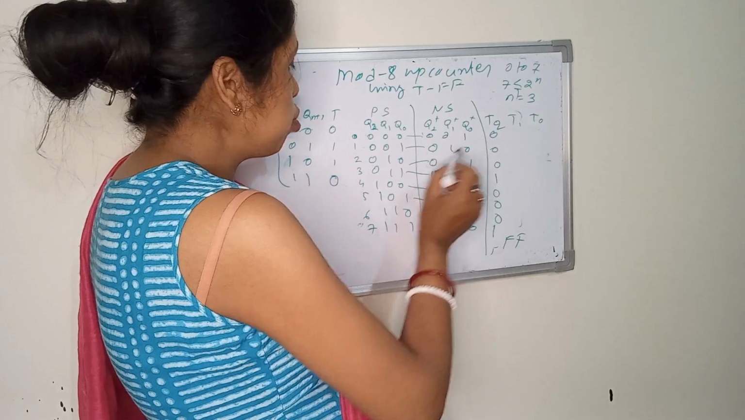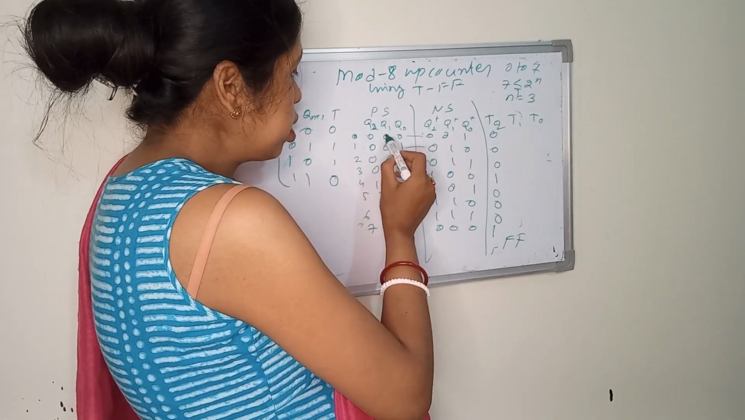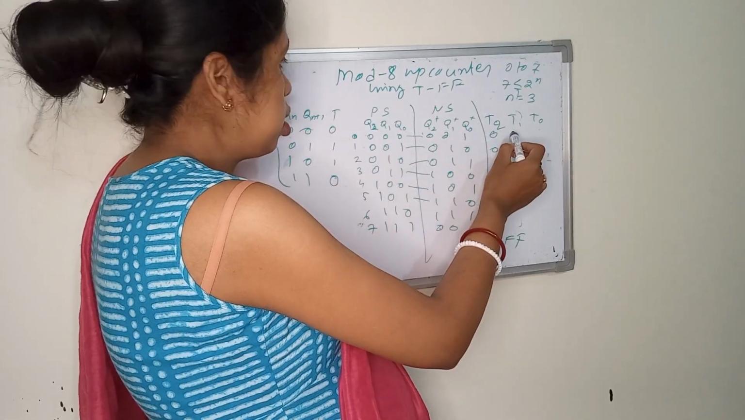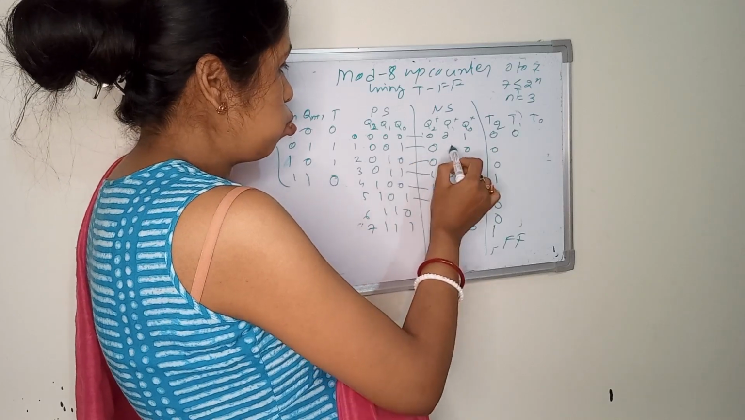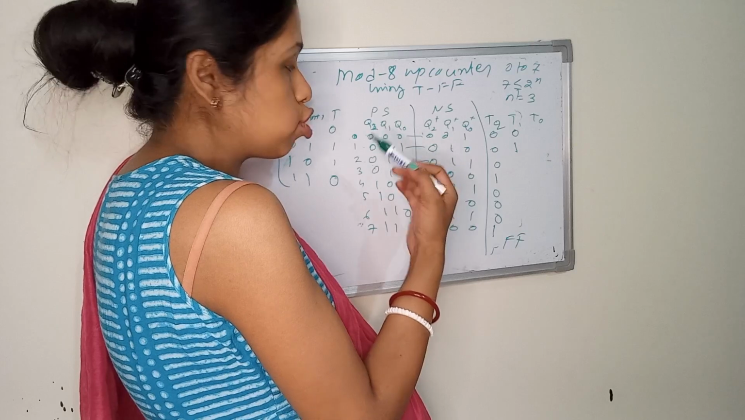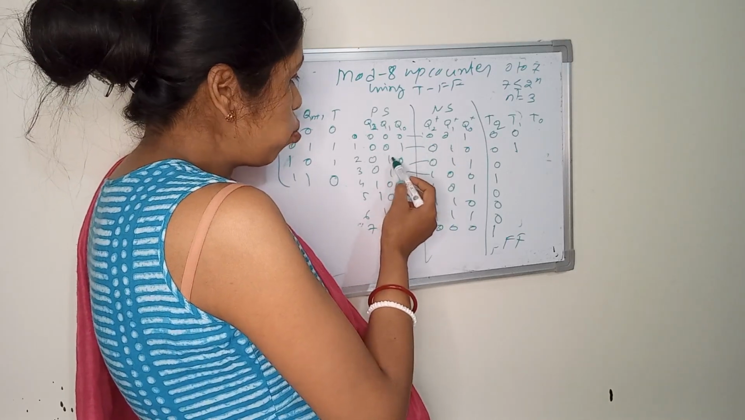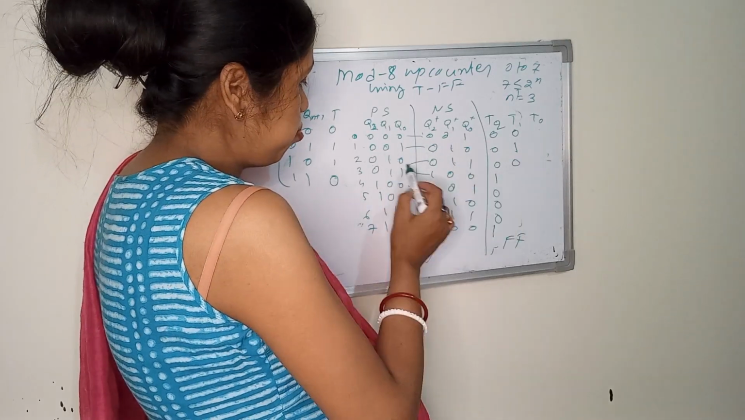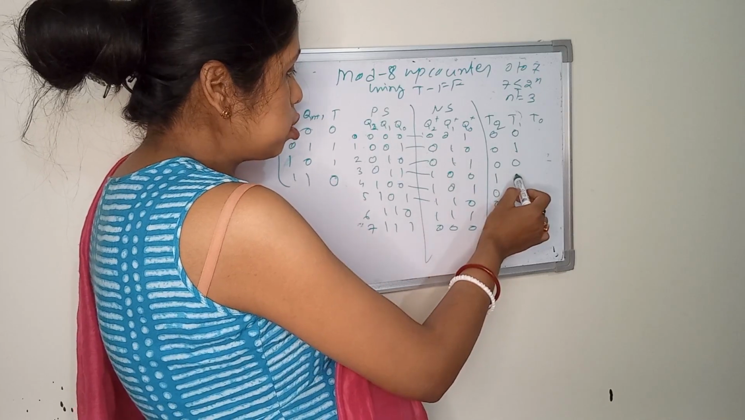Now come to T1. In T1, 0 0 means 0, and 0 1 means 1. It is like an XOR operation. Then 1 1 means 0, and 1 0 means 1.